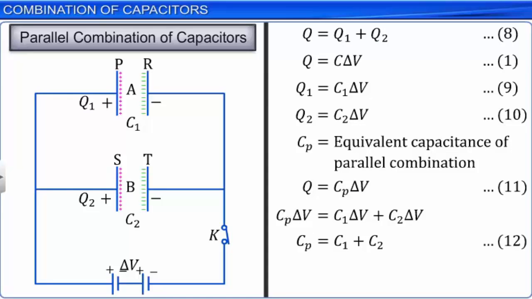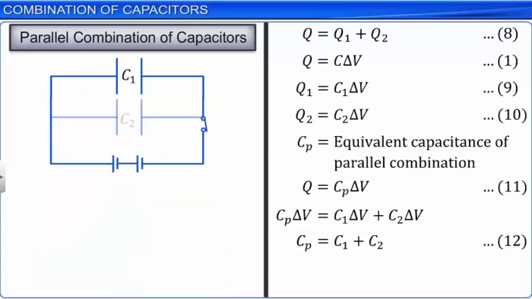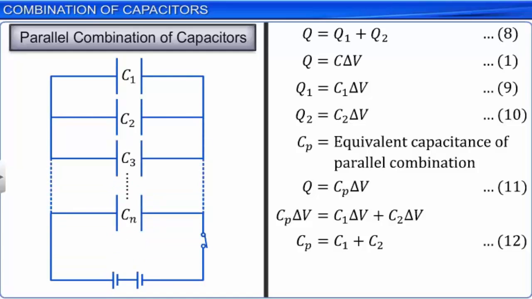Equation 12 gives the relation between the equivalent capacitance for the combination of two capacitors connected in parallel and their individual capacitances. The equation can be extended for any number of capacitors with different capacitance values connected in parallel. If n capacitors with capacitances C1, C2, C3, and so on up to Cn are connected in parallel, then the equivalent capacitance of the combination Cp is given by Cp is equal to C1 plus C2 plus C3 plus so on plus Cn. Let this be equation 13. To put in words, when a number of capacitors are connected in parallel, the equivalent capacitance of the combination is equal to the sum of the individual capacitances of the capacitors in the combination.